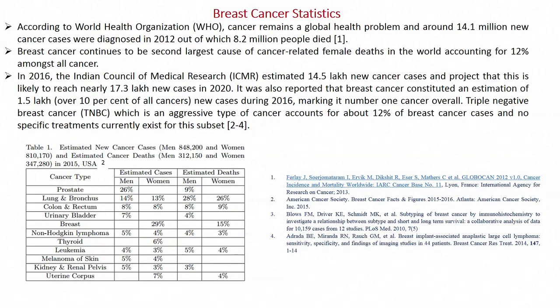If you see breast cancer statistics, what it says, according to the World Health Organization's last report, is that cancer remains a global problem. Around 14.1 million new cases were diagnosed in 2012, out of which 8.2 million people died, right.